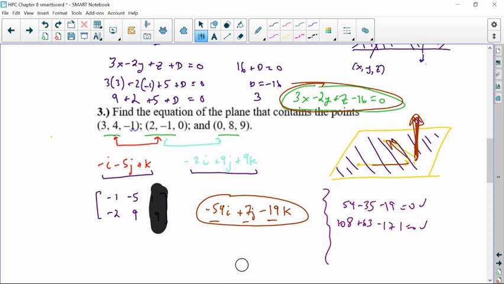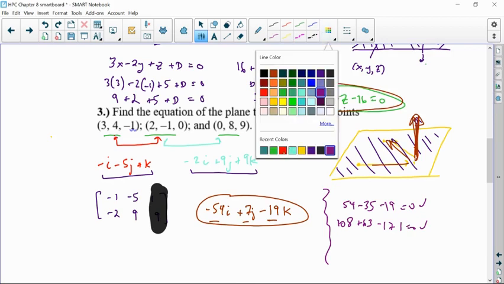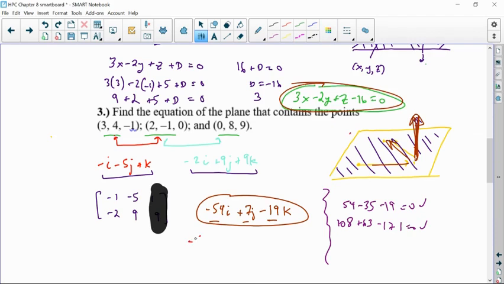Now I can just take those same coefficients and I'm going to switch out the letters. So instead of I, J, K, it's going to become X, Y, Z. So -54x plus 7y minus 19z. Now, because we're in an equation of a plane, I have to solve for that d coefficient. And any of these 3 points satisfy it.